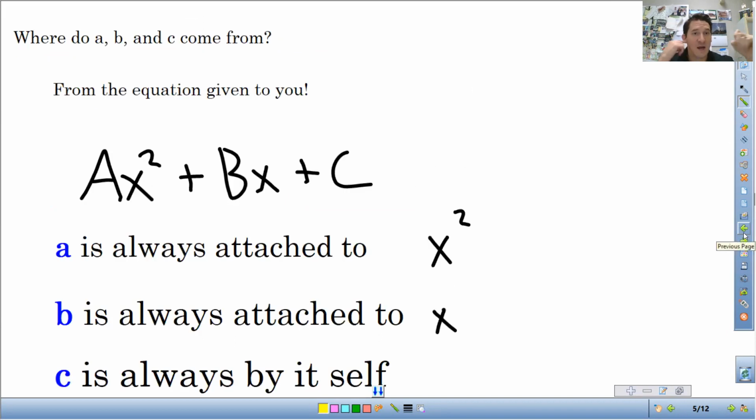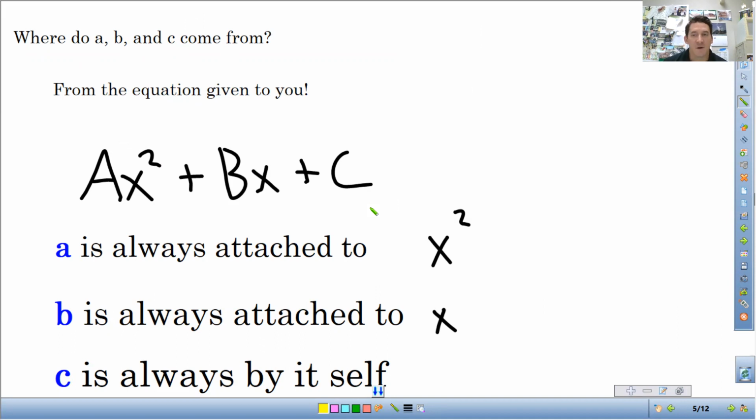Where do A, B, and C come from? Just a reminder, same place as they did with completing the square. They come from the quadratic equation. So the general equation for a quadratic is ax squared plus bx plus c. A is always attached to x squared, B is always attached to x, and C is always by itself.